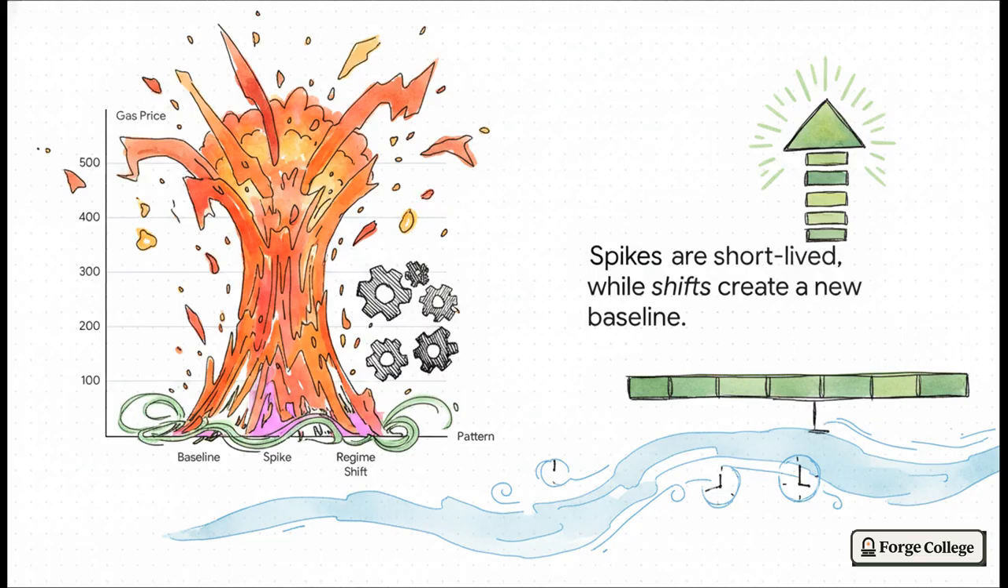Now look at the right side, the regime shift. Notice how the baseline of the green bars is just permanently stepped up? A regime shift means the whole environment has changed. Trying to wait for prices to drop back to the old normal will literally leave you waiting for weeks.